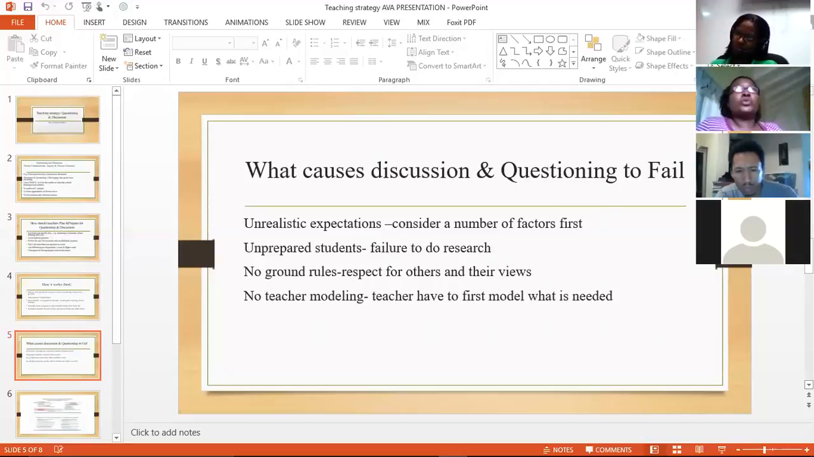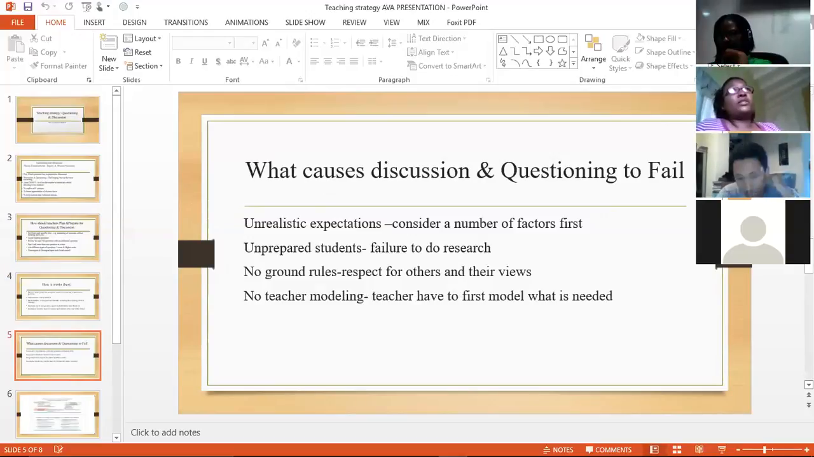So, don't be too hard on the students. If they're not there, they're just not there. Even though you think that they're supposed to know that, maybe they just don't. So we just move on from there. And unprepared students: if you do homework that leads up to a new topic, and students did not do their homework, no research, that can also cause discussion and questioning to fail, because what are we going to discuss? You have no idea what we're talking about, no homework. So that's one of the reasons why it can fail.